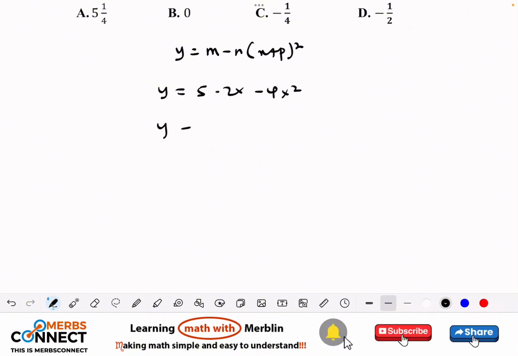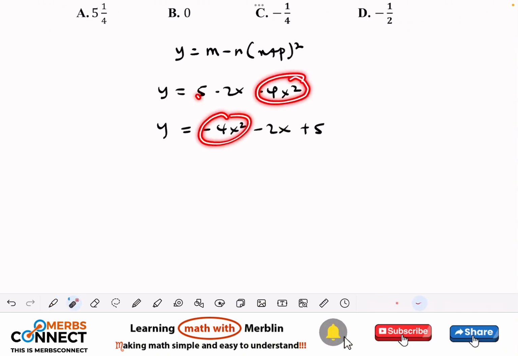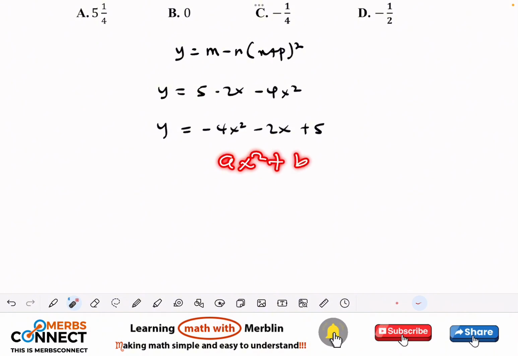So y is equal to minus 4x squared minus 2x plus 5. So I just brought this one first and sent this one there so that we can have it in the form of ax squared plus bx plus c, right? So what can we do? Anytime we want to start something like this, we need to make sure that the coefficient of x squared is 1.